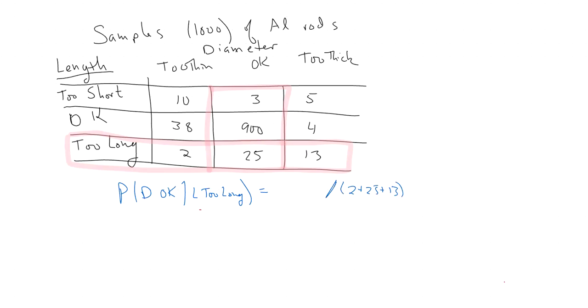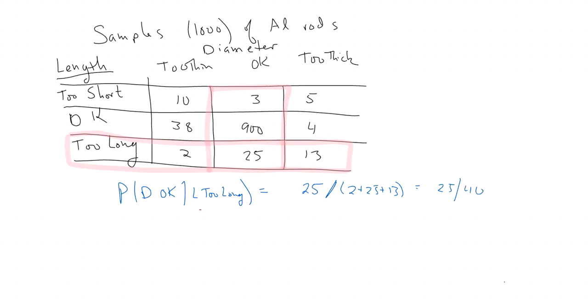In our numerator, the probability that things are okay. Well, we can really only use this okay diameter okay part because we're in this too long sample space. So we're not going to look at these numbers. So it has to be 25. So now we're using a smaller subset here within the too long sample space. Okay, so that's how to do it intuitively, and that's going to be 25 over, let's see, 38, 48, 50. Nope, 40. 25 over 40, right?